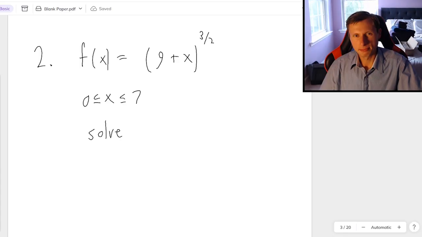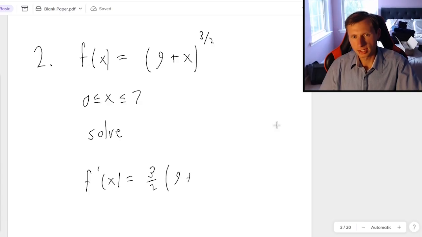Okay, so time's up. The first thing I would do if I were you is find the derivative. The derivative will be chain rule. The 3/2 comes out in front, 9 plus x goes in parentheses, and this is now raised to the 1/2 power because 3/2 minus 1 is 1/2. Then multiply by the derivative of 9 plus x, which is just 0 plus 1, so in other words, just 1.